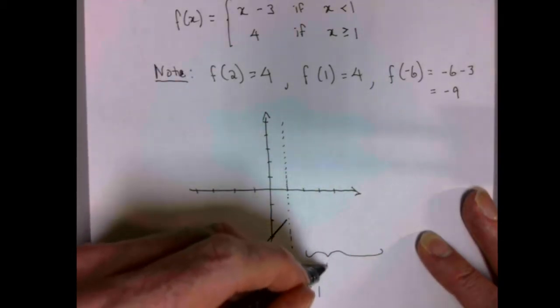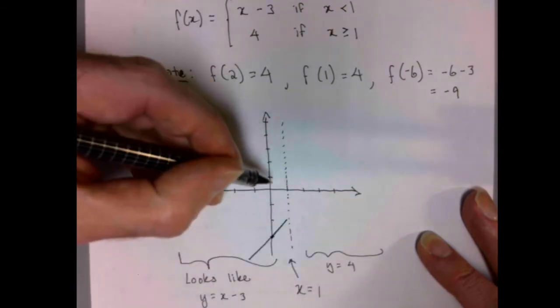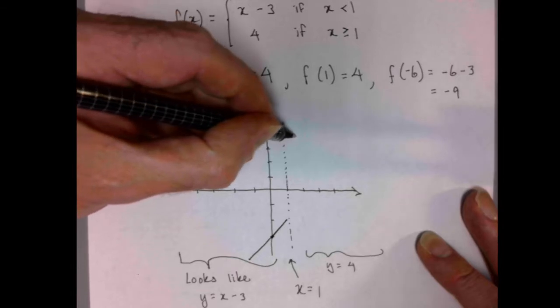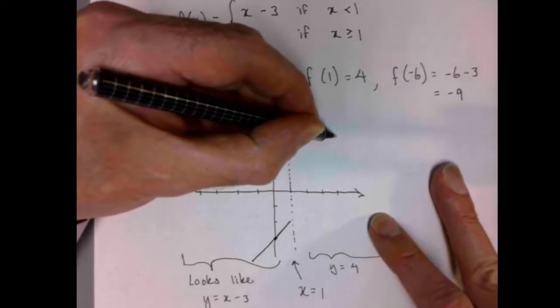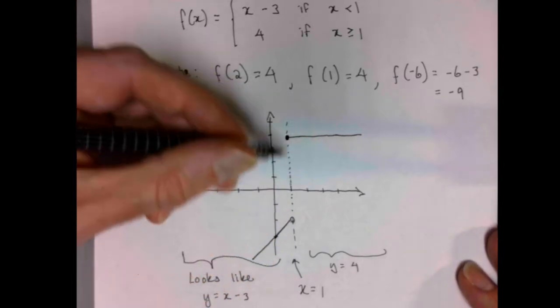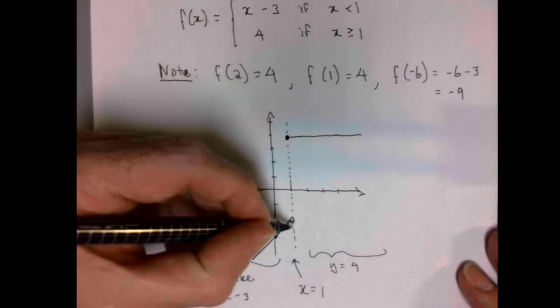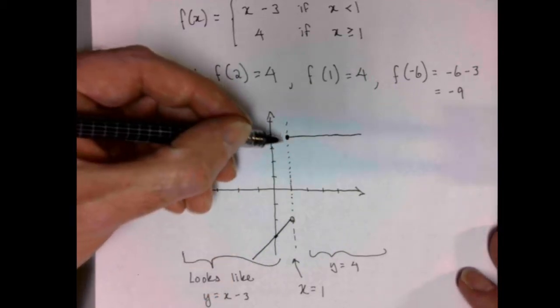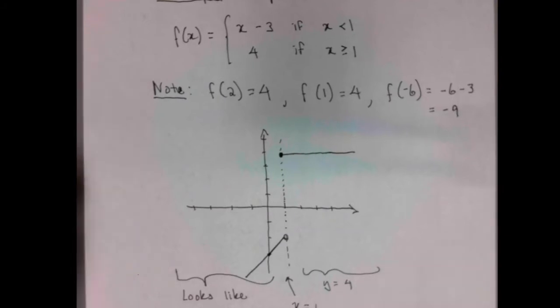And over here, it looks like y equals 4. 1, 2, 3, 4. Okay, so there's kind of a jump in the graph. Remember that the dotted line I drew is not part of the graph. That was just to kind of help me get my bearings. If you remember from your algebra, we'd have an open circle there and a closed or filled in circle up there. Okay, so let's think about how we could do something like this with GeoGebra.